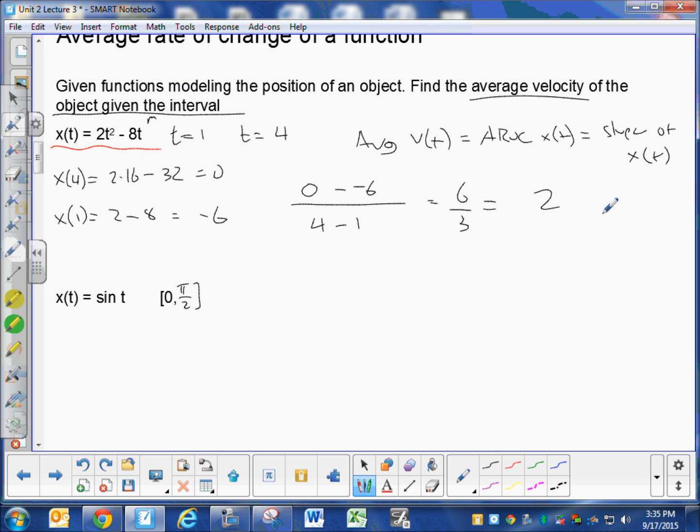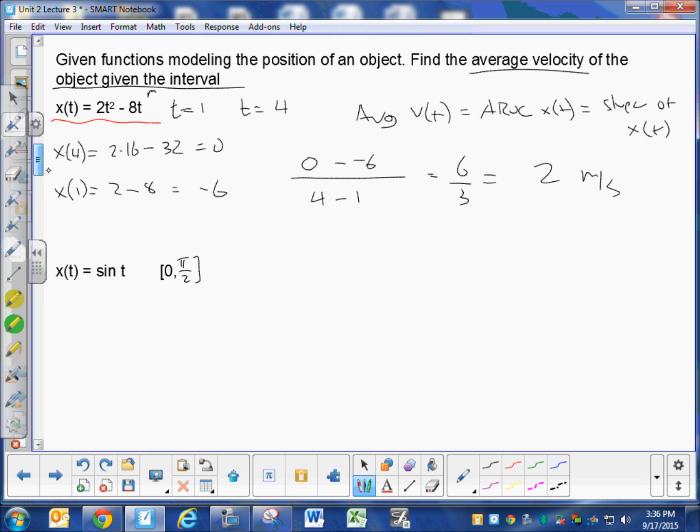If the position was in meters and time was in seconds, it'd be on average going 2 meters per second to the right. Did I do my calculations correct? All right, cool. We can do that with another one. Okay. And what would that look like?